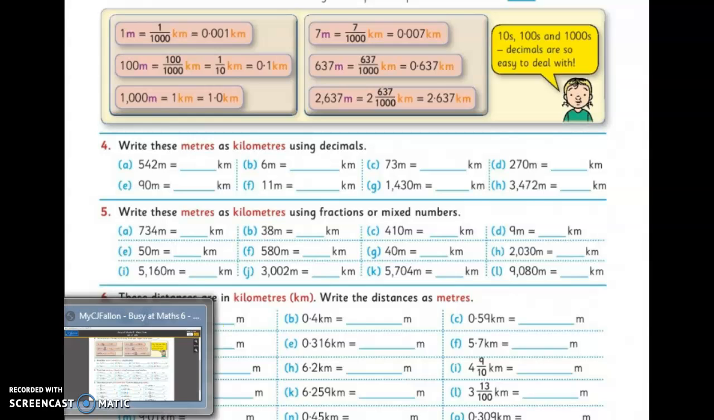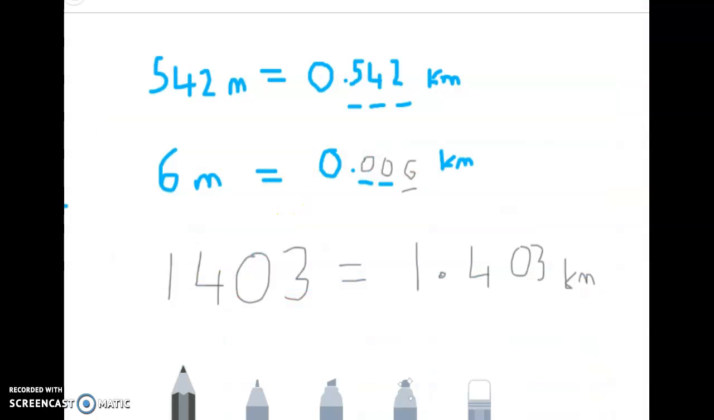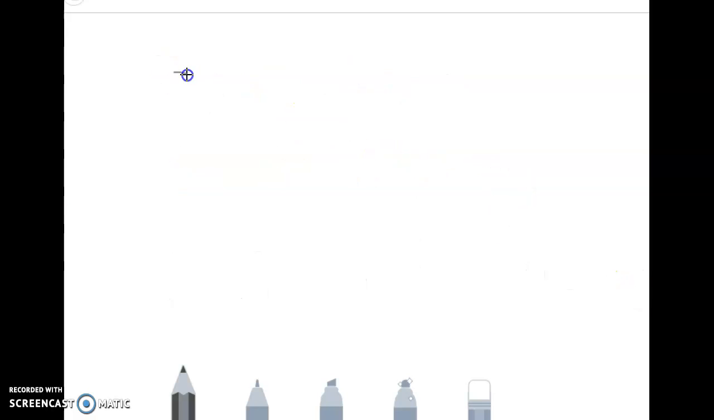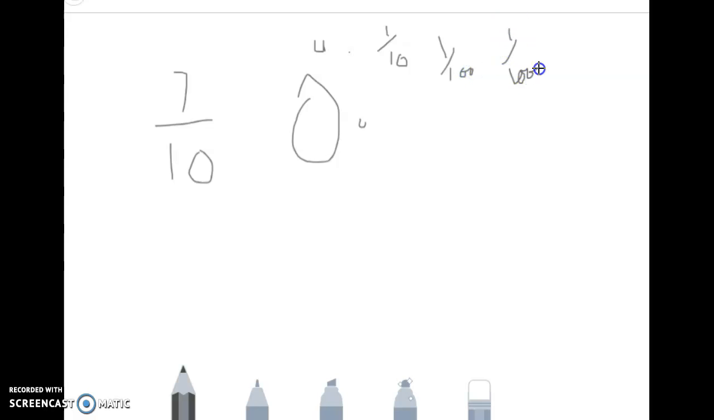7/10 of a kilometer. So if we look at that on the whiteboard here. 7/10 of a kilometer. So here's your units. Here's your tenths, and this is decimals now. Tenths, hundredths, and thousandths. So where's the 7 go? 7/10 goes in there, into the tenths column. So that's 0.700, I beg your pardon, of a kilometer. Or just 0.7 if you like.